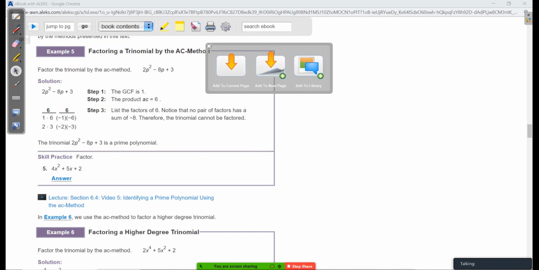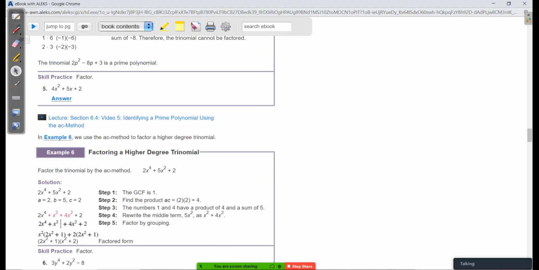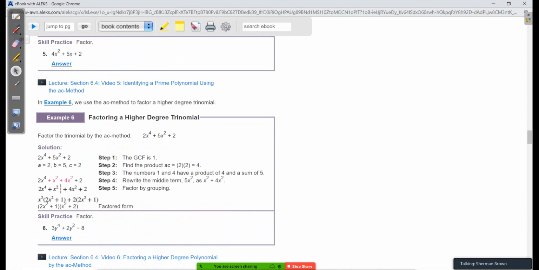New page. Just looking at this, we've got factors of 6. Add or subtract them together cannot give me negative 8. And so similar to the previous section, we do have primes. And that would do it. So let's do example 6.